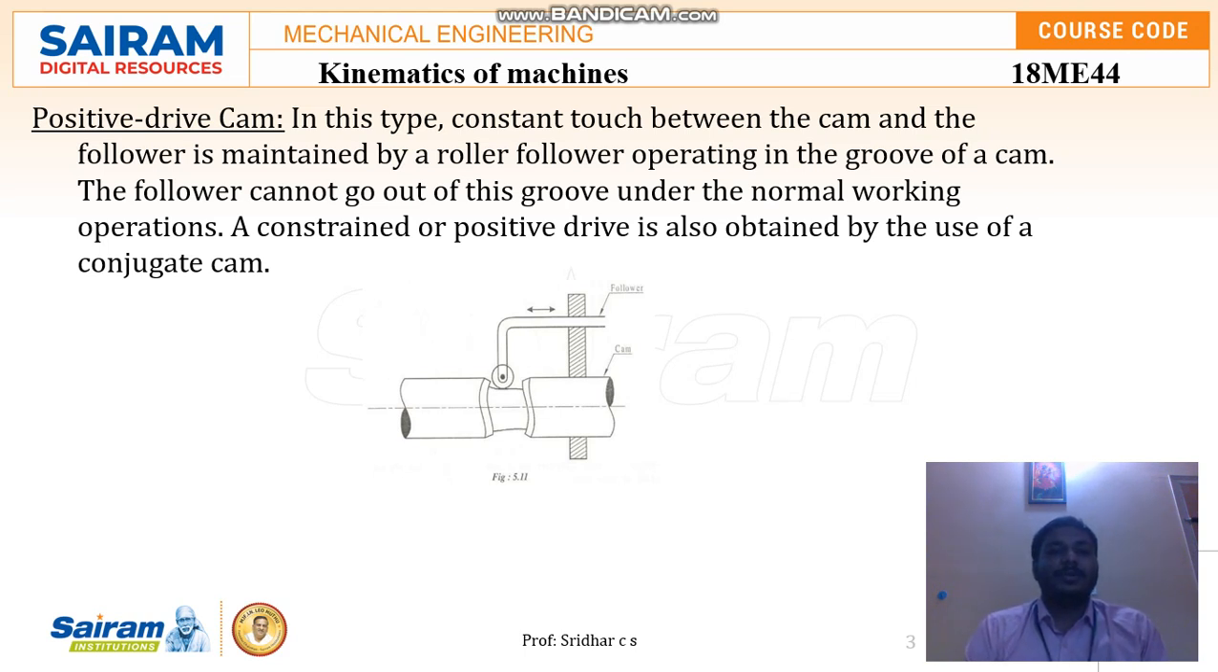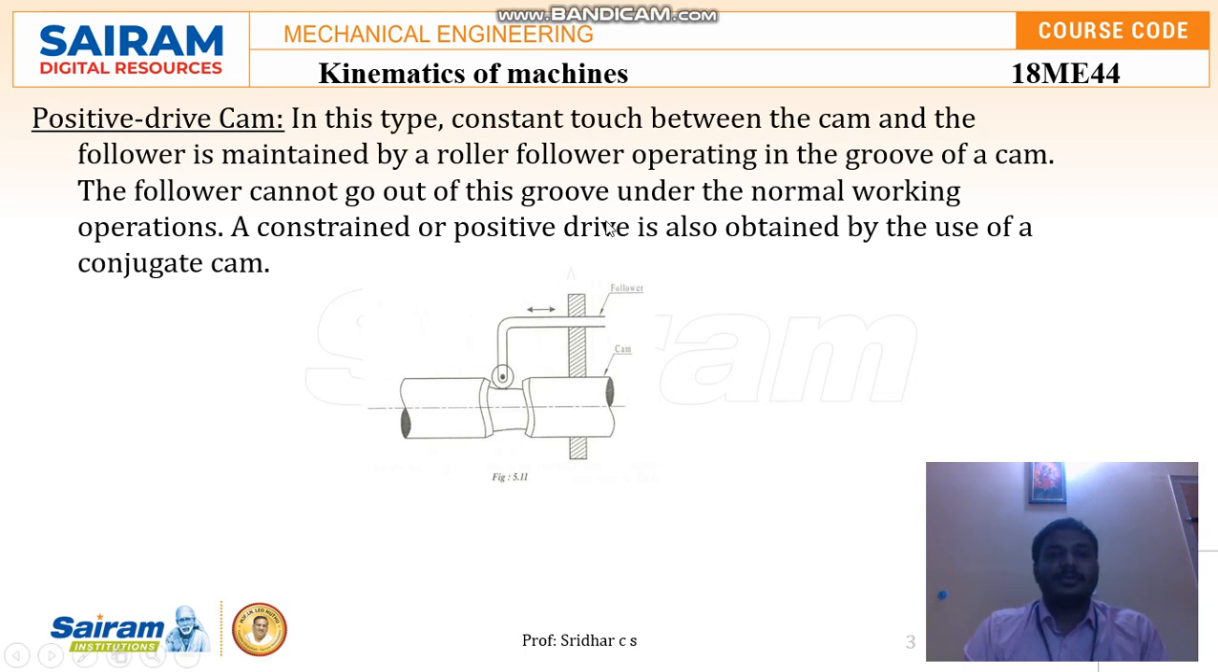So in the positive drive cam, constant touch between the cam and the follower is maintained by a roller follower. You can see this is a cam where we can see a groove. In that groove the roller follower is in contact with the cam. These grooves are made purposely in order to have a continuous contact between this cam and this roller follower. Whenever we are using a roller follower, the contact between the cam and the roller will be in the form of rolling motion only.